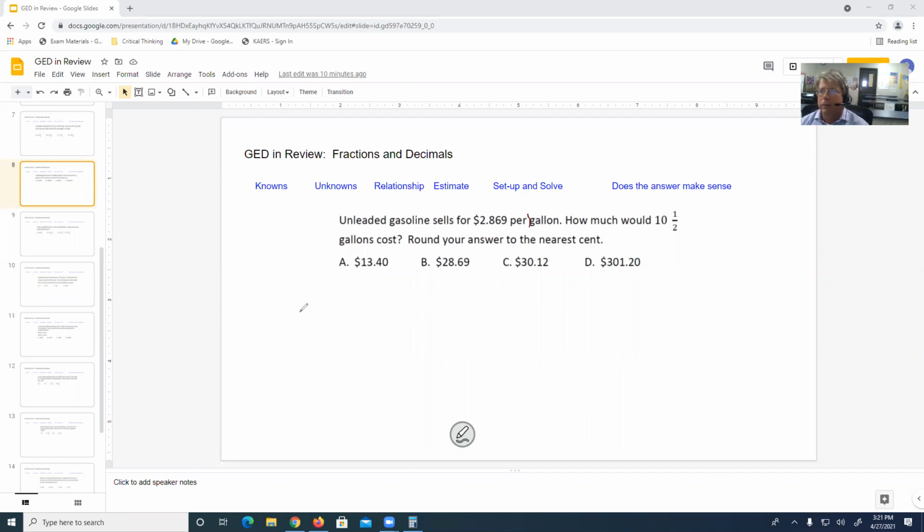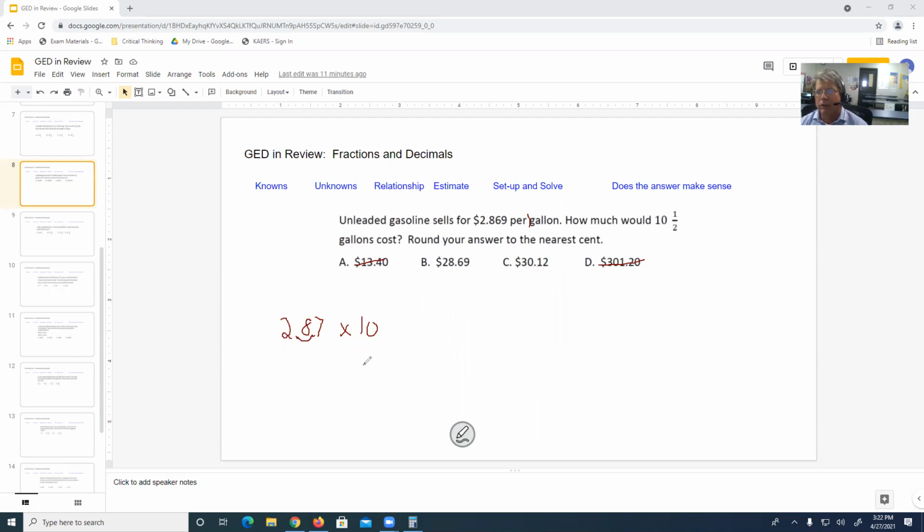So again, if I'm using estimation, $10 and $2, and I can say it's about 2.87 if I round it, and 10.5 would be close to 10. And if you multiply by 10, that's going to give me like $28.70. So right now, based on that, the 13.40 is way too low. The 301.20 is too high. The 28.69 and the 30.12 would be estimates there.